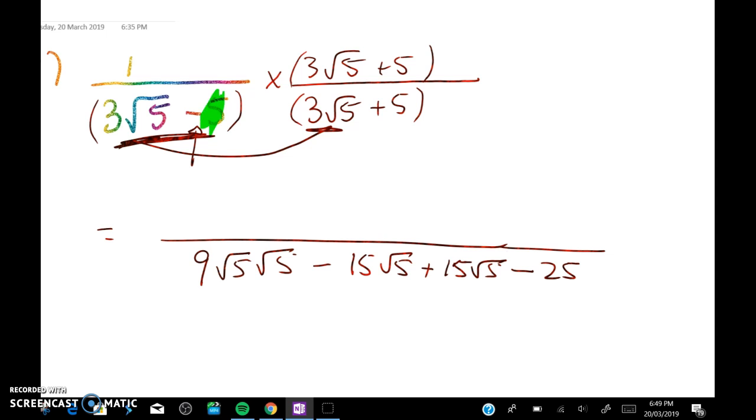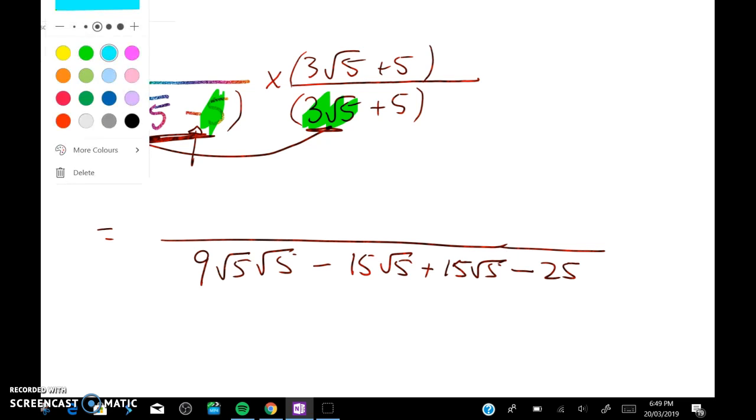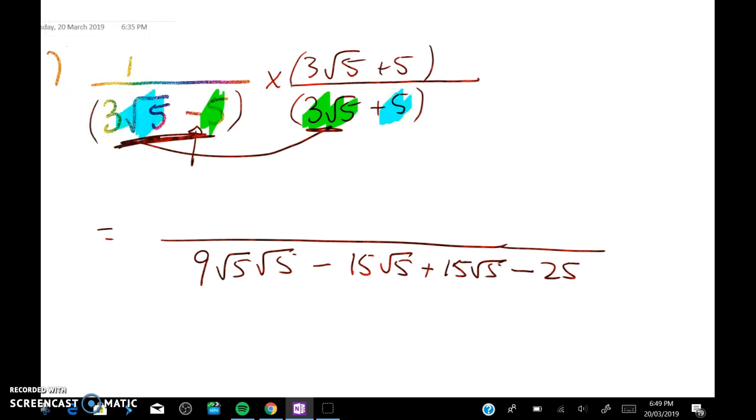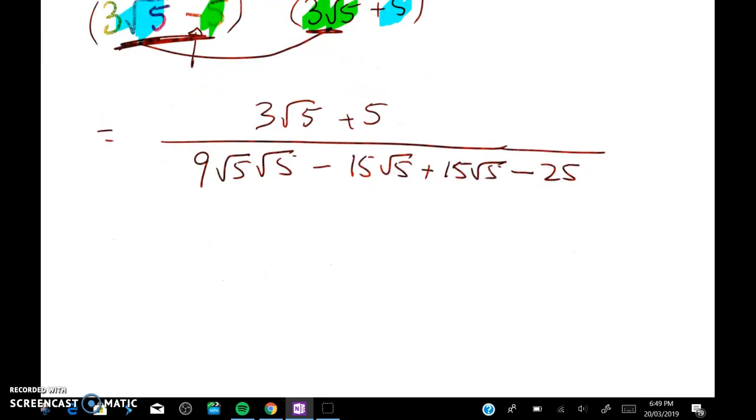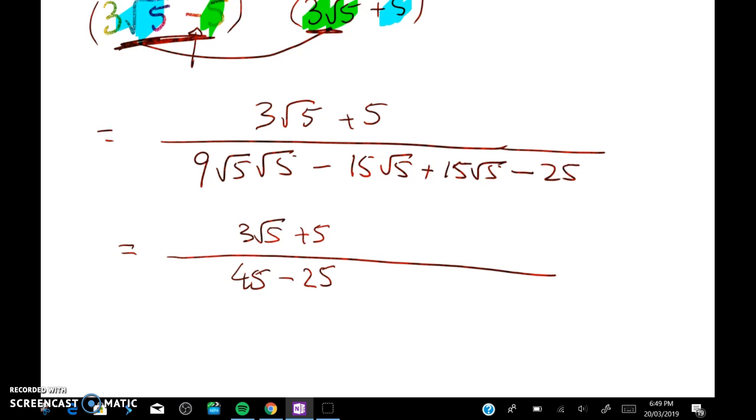Well, it's coming from this one times this one, and then let's change pen colour, and then this one times this one. And you'll always get that pattern where you have a minus and then a plus. That's the whole point of why we do it. Now what does that leave me in the top line? Well, I've got 3 root 5 plus 5, but we've got some cleaning up to do. So my denominator is 9 5s are 45 minus 25, and up here I've got 3 root 5 plus 5.